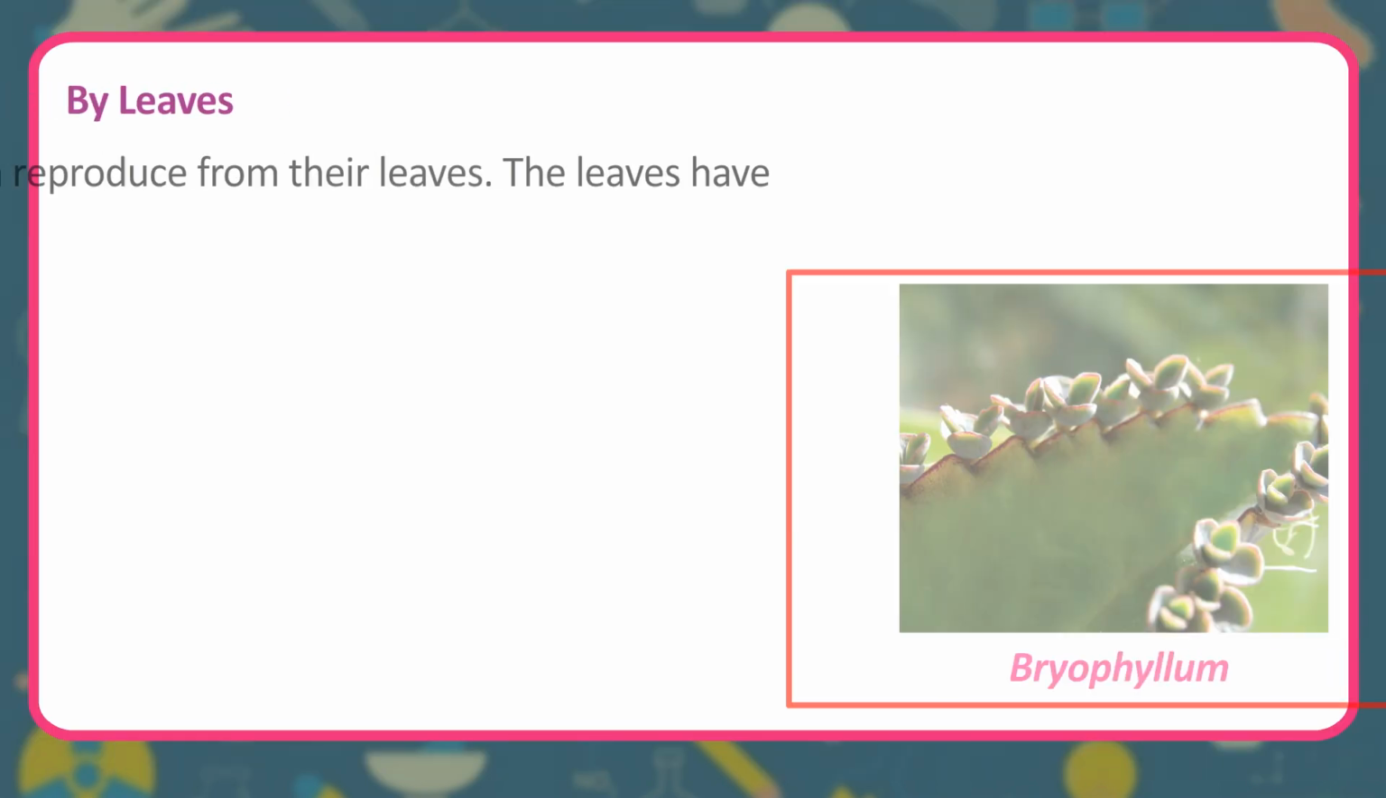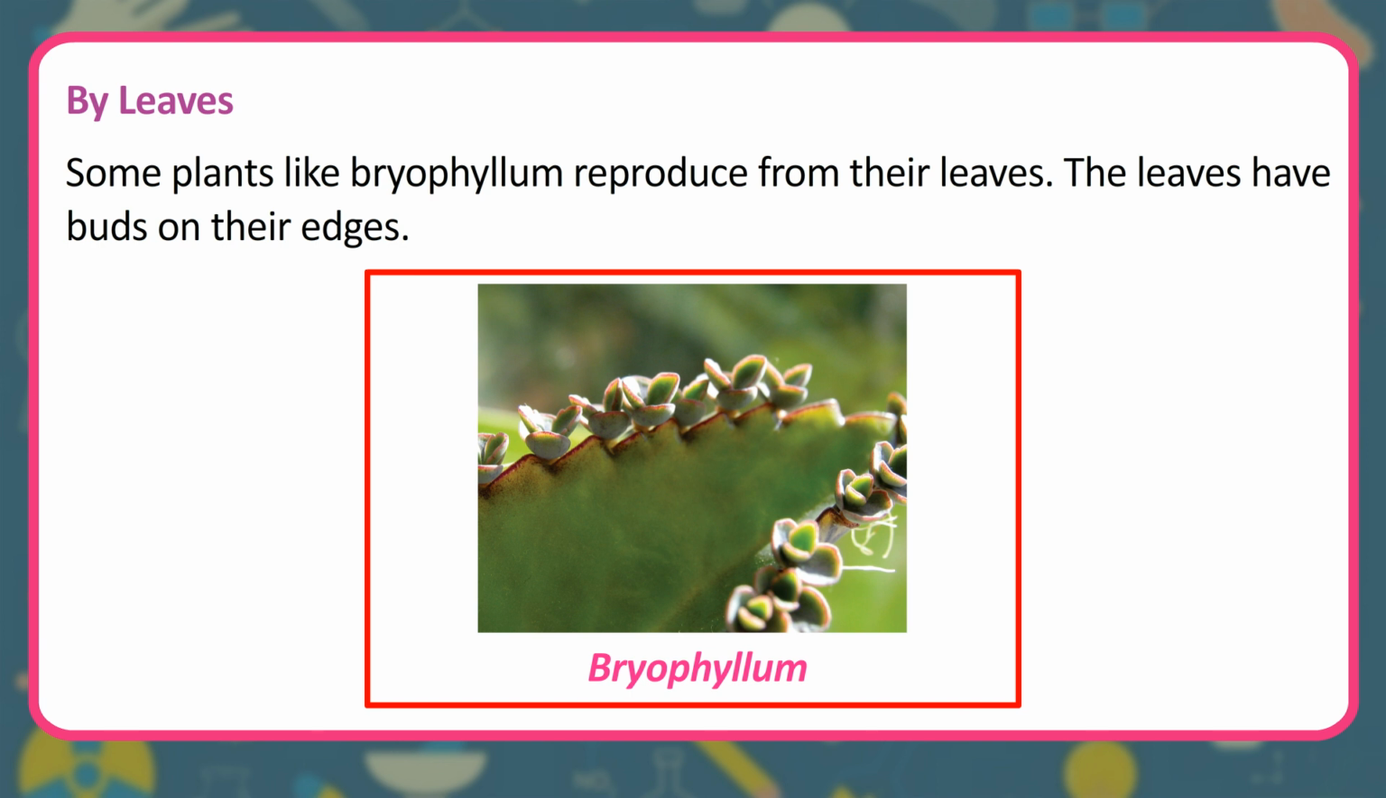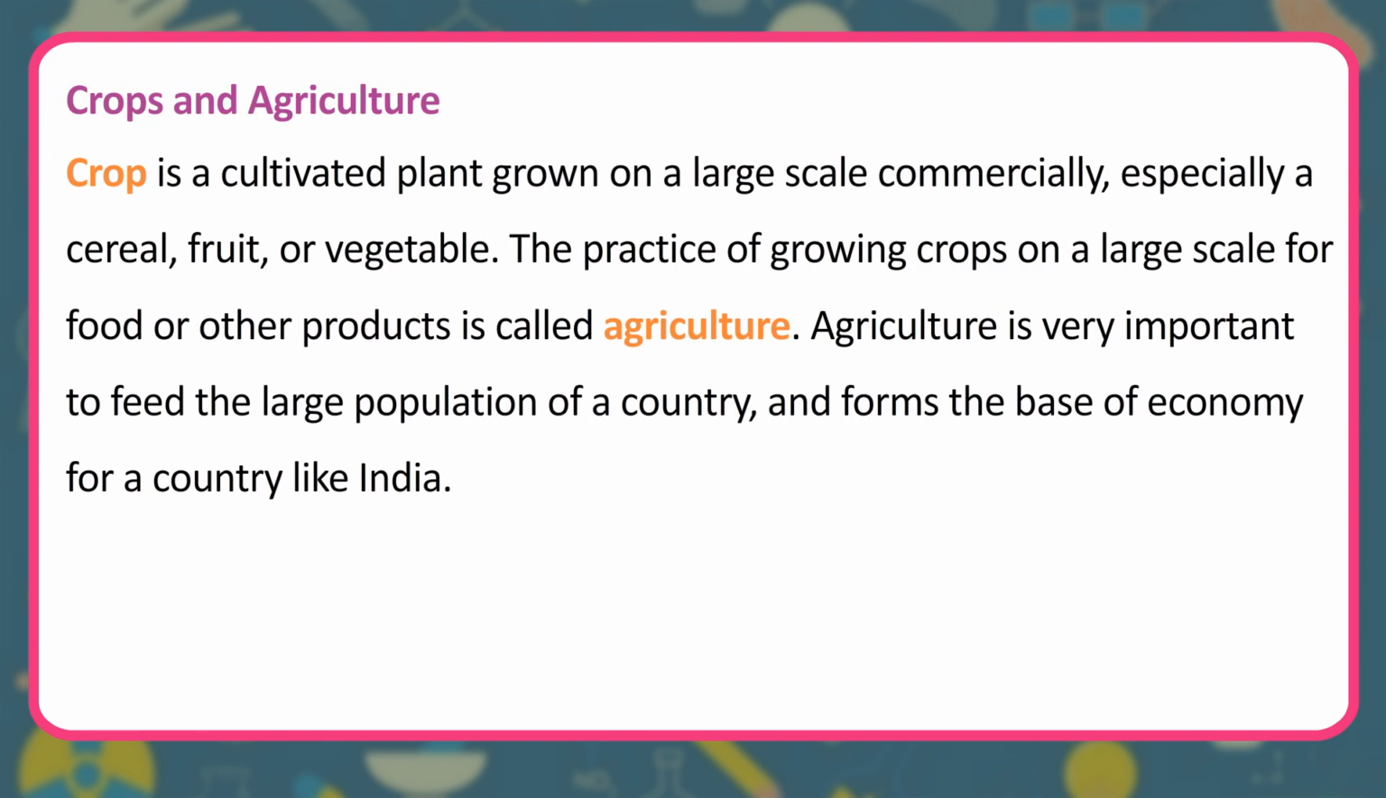By leaves. Some plants like bryophyllum reproduce from their leaves. The leaves have buds on their edges. Crops and agriculture. Crop is a cultivated plant grown on a large scale commercially, especially a cereal, fruit, or vegetable. The practice of growing crops on a large scale for food or other products is called agriculture. Agriculture is very important to feed the large population of a country, and forms the base of economy for a country like India.